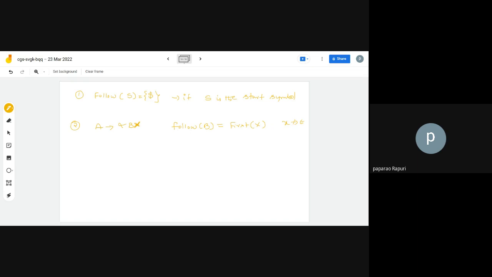Here X does not belong to epsilon, directly or indirectly. And the third rule: A is deriving alpha B, and after B there is no symbol. For this case, follow of B is equal to follow of A.